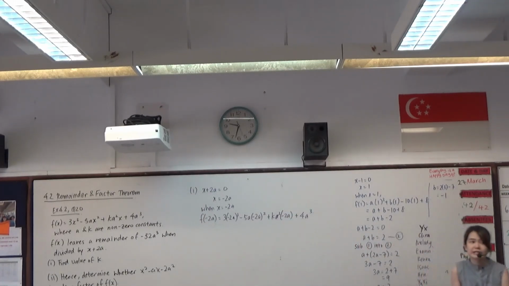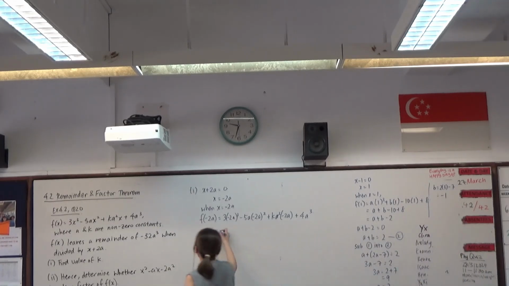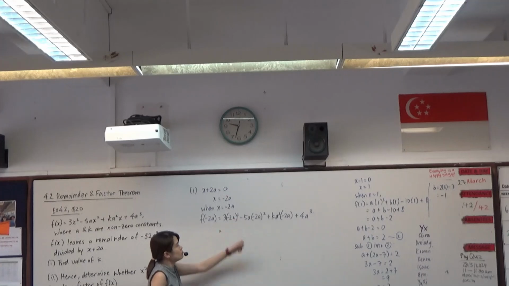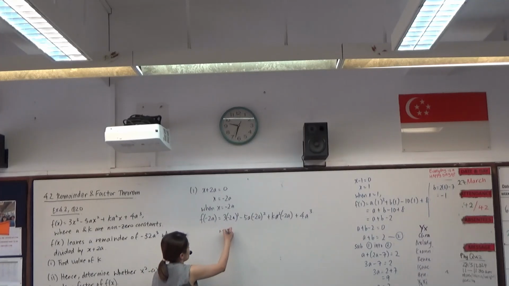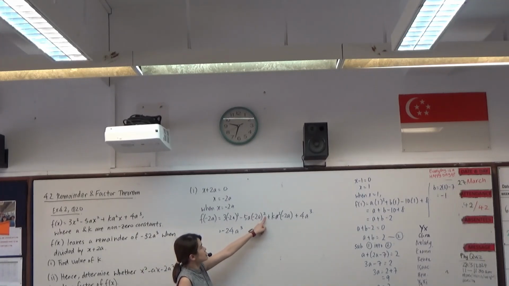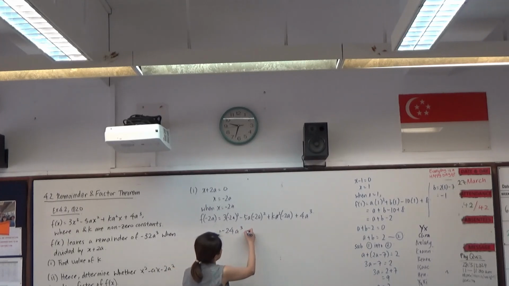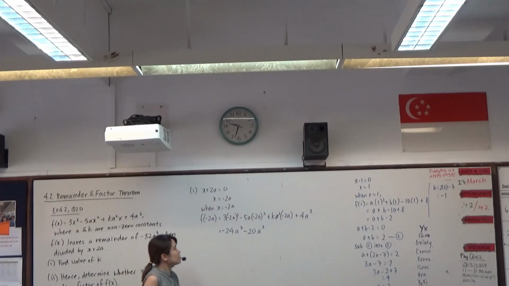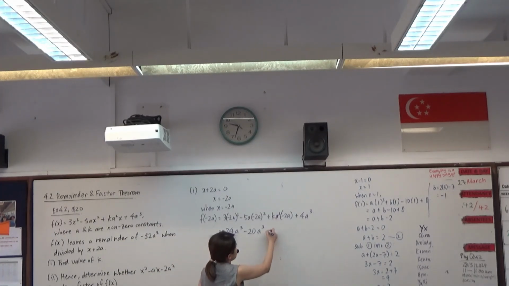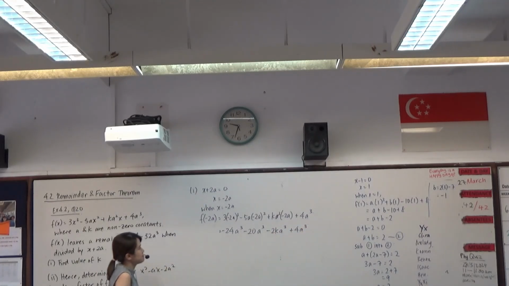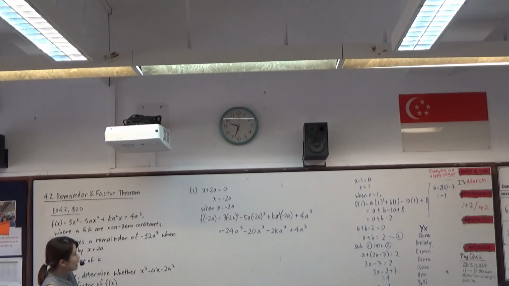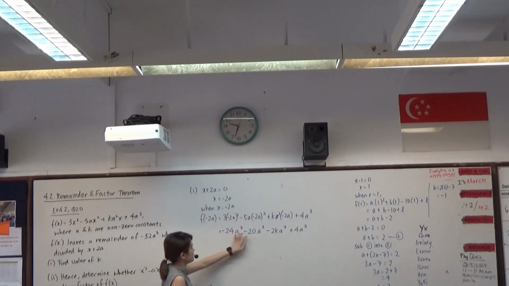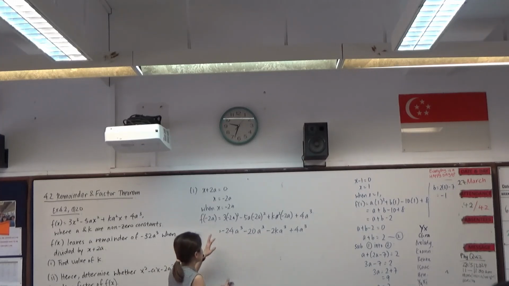Okay, then now we have to expand. So be very careful because this is your algebra. Negative 2 cubed, that will be negative 8 times 3, negative 24a cubed. Negative 2 squared, that is positive 4 times negative 5, that will give us negative 20a cubed. Then negative 2 and k, so negative 2k a cubed, and 4a cubed. Simplifying it, I will have negative 24 minus 20 plus 4, that will give us negative 40.